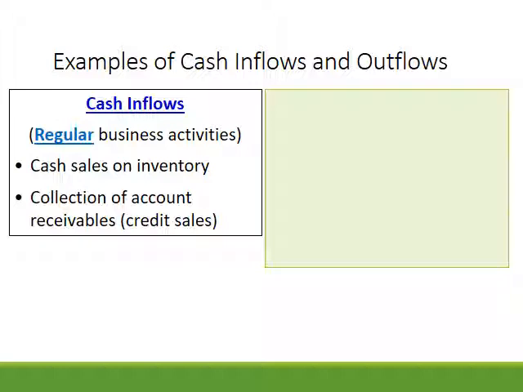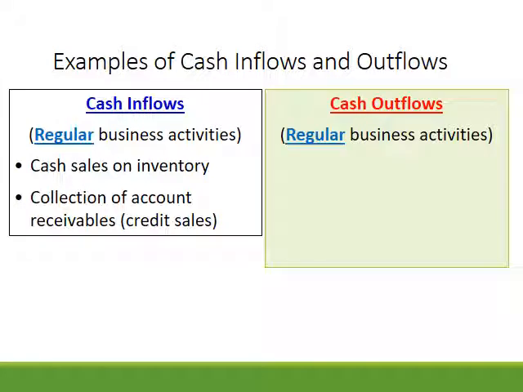Next, we look at cash outflow. The same, this one looks at regular business activities. So first one is purchase of materials. You purchase materials or purchase goods, finished products or raw materials. All this will be cash outflow. You pay for all these things, right?